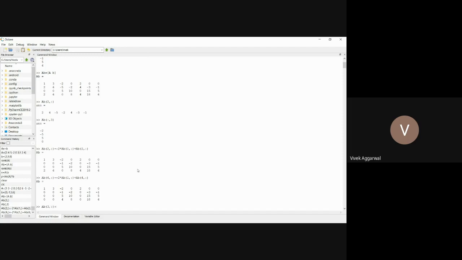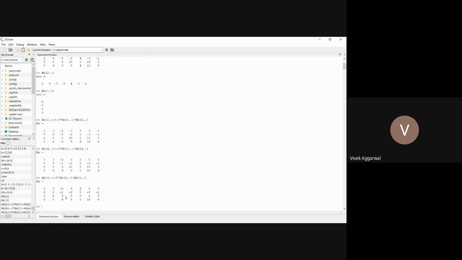So this is equal to... now what I'm going to do is multiply by 5 the second row and add to the third row. So I'm writing 5 star second row, plus A, B, and I'm going to add it in the third row, and I got this value. You can see that this became 0. So this became completely 0 value here.